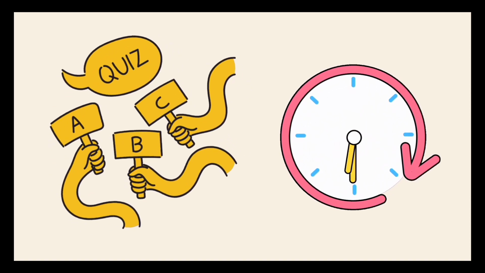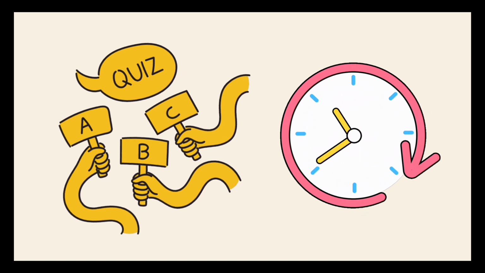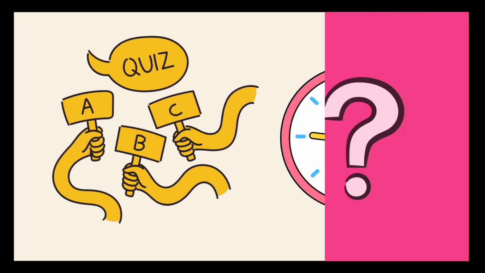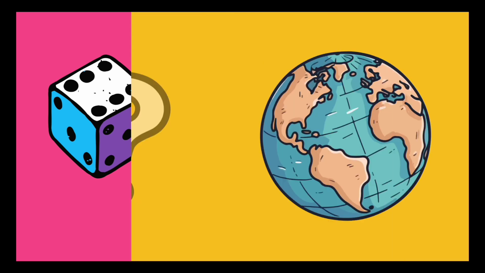Oh look, there's a quick quiz. Let's see how many shapes you can identify. The first shape we have here is of a dice. What is the shape of a dice? Yes, the dice has the shape of a cube.